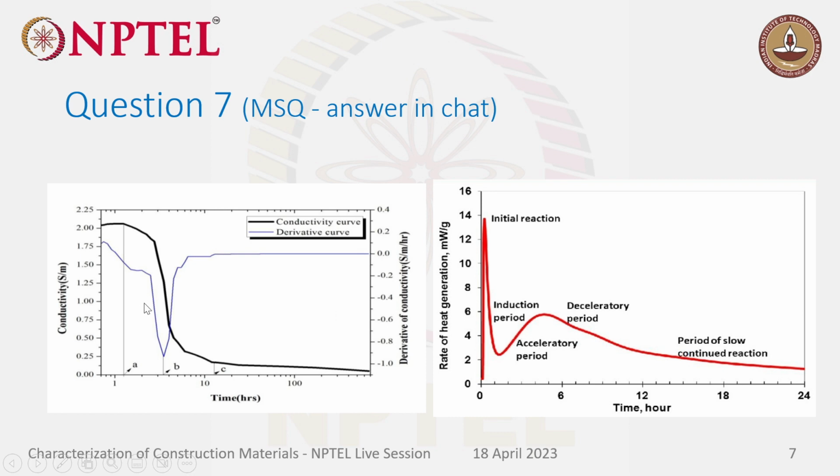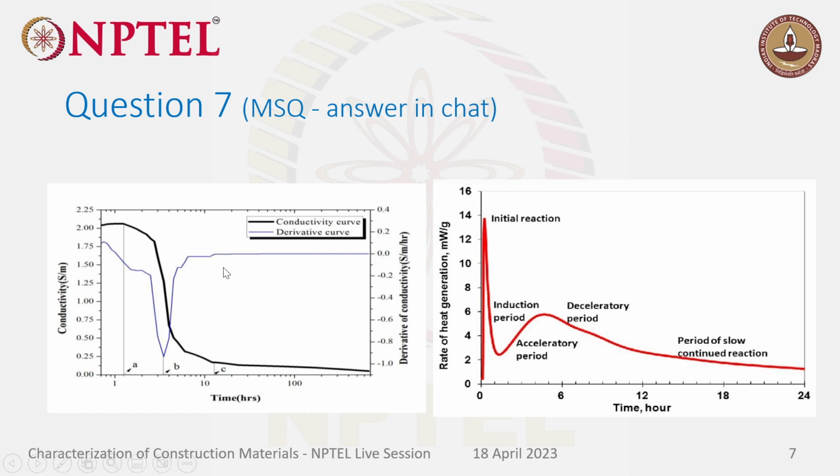Followed by this, there is not much increase in the conductivity. The conductivity is the same as such, so that can be understood here. There is a deceleratory period followed by the acceleratory period, and then a period of slow continued reaction. So that we can interpret from here, and this is discussed in the lecture PPT.